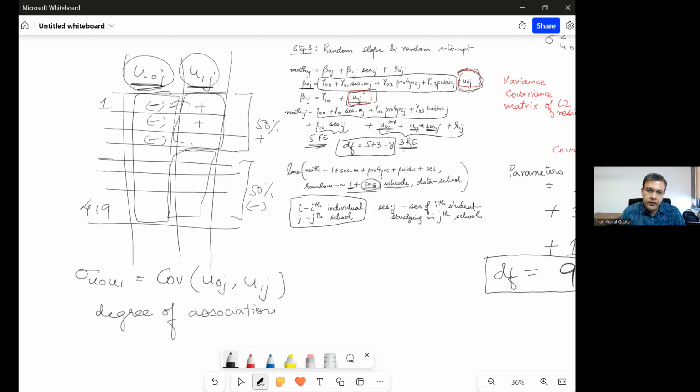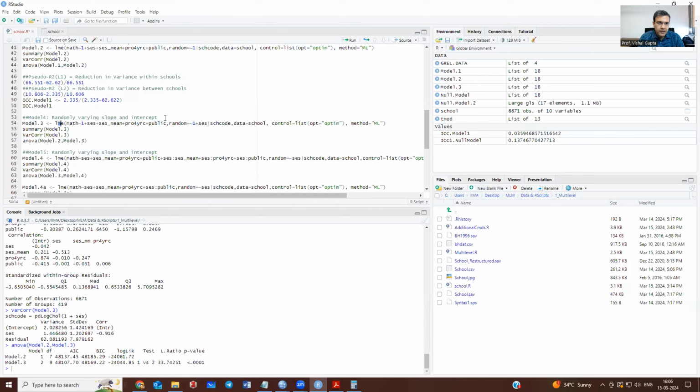Any other question? So this is what we write, right? And then we have tested the model and we have got this. Now comes the last part. Now that we know that we should model a random slope, I want to bring in level 2 predictors also for the random slope. So what is going to be my model? I'm going to create a model like this.